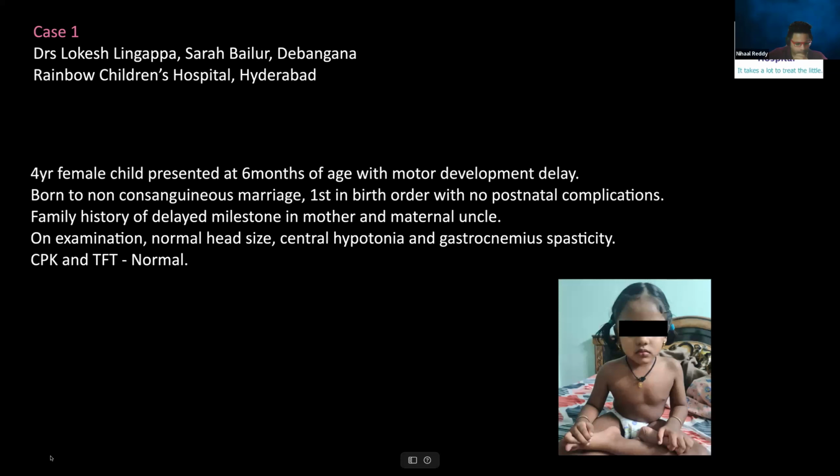Yes, sir. She is a 4.5 year old female child who had come to us at 6 months of age with motor developmental delay. She was born of non-consanguineous parents, first by birth order, with no perinatal complication. Family history of delayed milestones in mother and maternal uncle was present. On examination, the child had normal head size, mild central hypotonia with gastrocnemius spasticity.